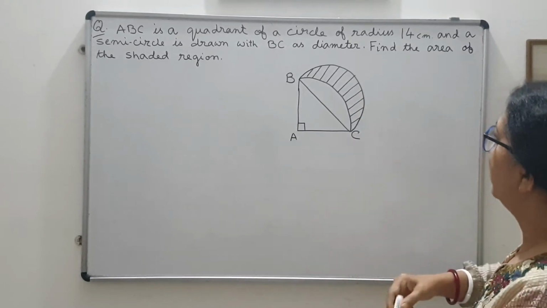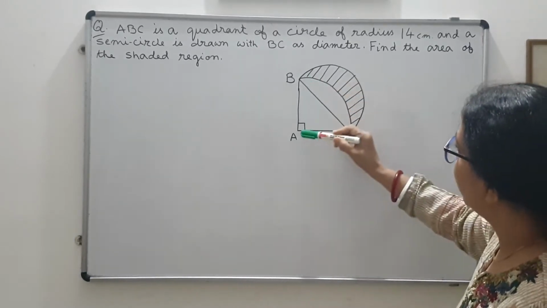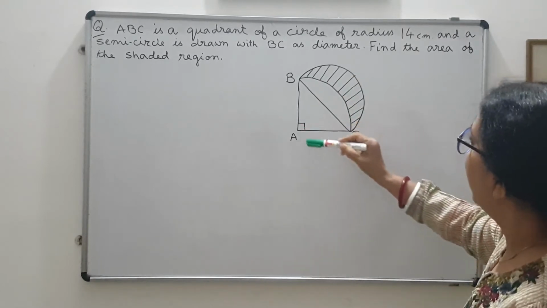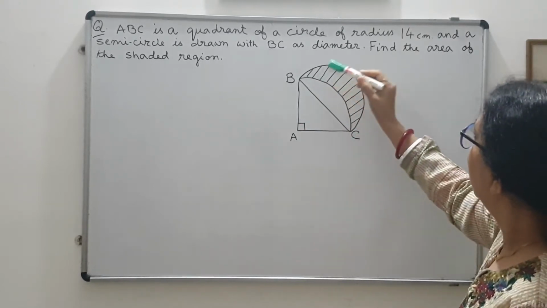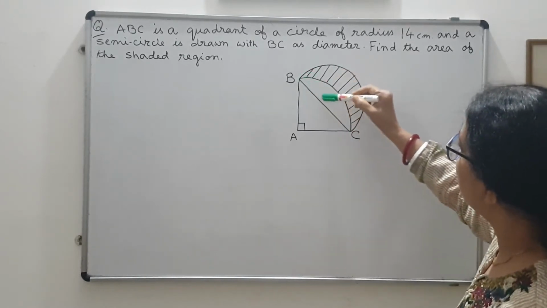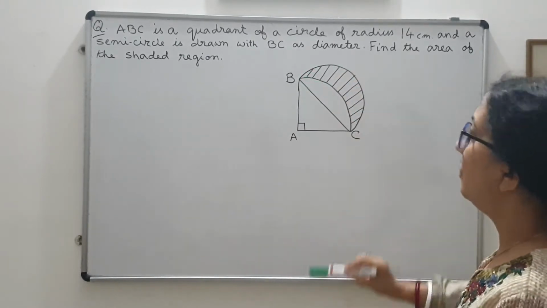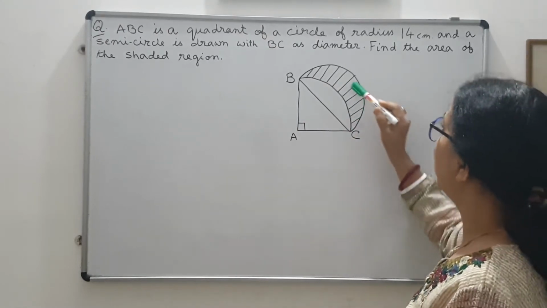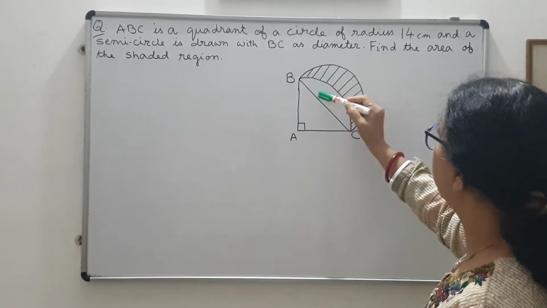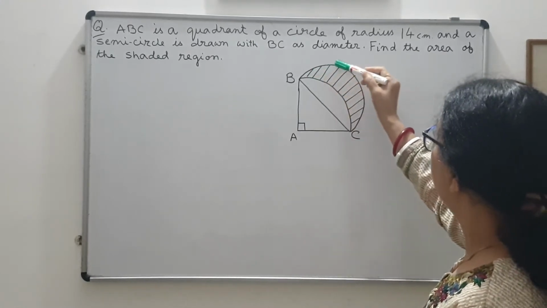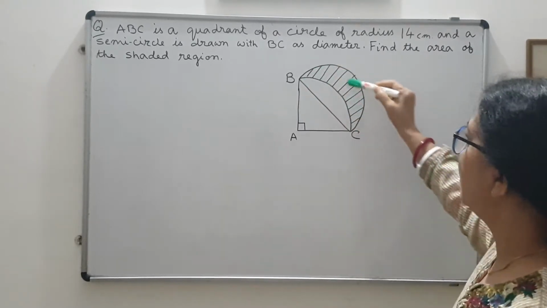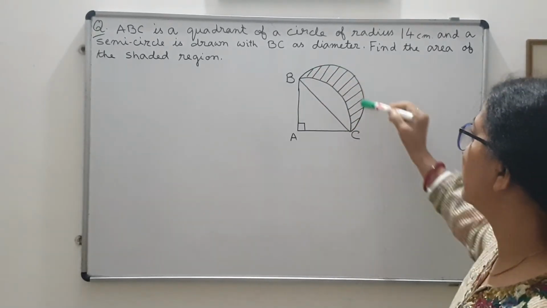So you see, this is the quadrant ABC. This is the quadrant part and this is the semicircle. This is the semicircle with BC as the diameter. So what you have to find is the area of the region between these two arcs. This is the shaded region. You have to find the area of the shaded region.